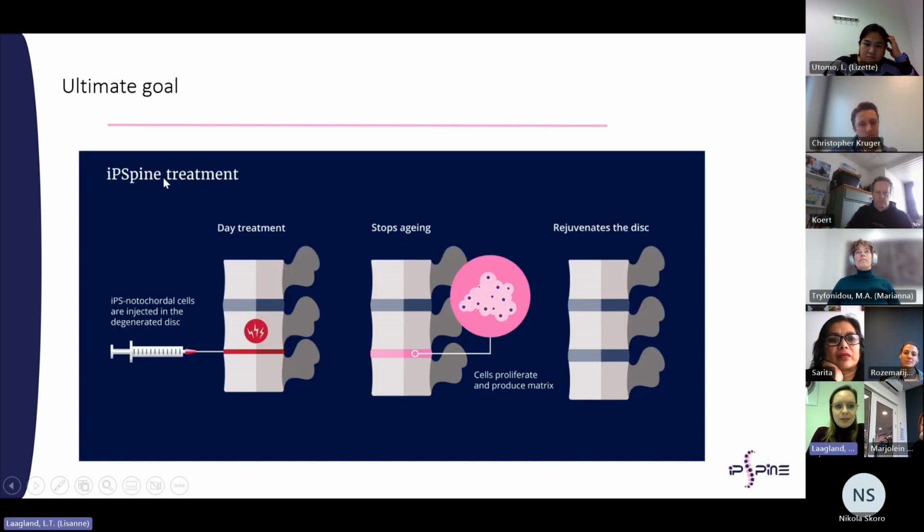So the ultimate goal of iPSpine would, of course, be to inject these notochordal cells, and this could then stop aging or even rejuvenate the disc. However, unfortunately, we still have quite a long way to go because such a therapy is not developed overnight. However, the steps that we made within this project and are still making do give us a lot of new knowledge that can be used in follow-up research. And we keep working on finding the ultimate treatment for helping patients with lower back pain.